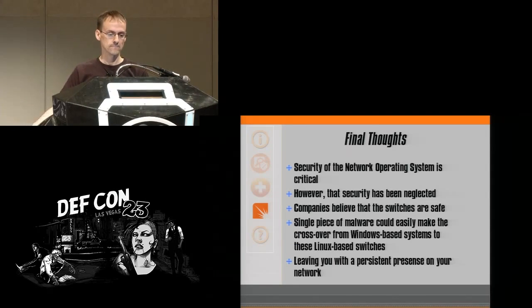So our final thoughts here. I think we are good on our time. It's a wrap-up. The security of the network operating system is critical, right? The security, as we've seen, has been neglected. And it's because they think the switches are safe. They're assuming that you're following all the best practices. They're assuming that it's an ideal situation, that the solutions you purchase at the different layers, defense in depth, are operating perfectly. That it's a perfect world and they're catching everything. And that's just not the case, right?